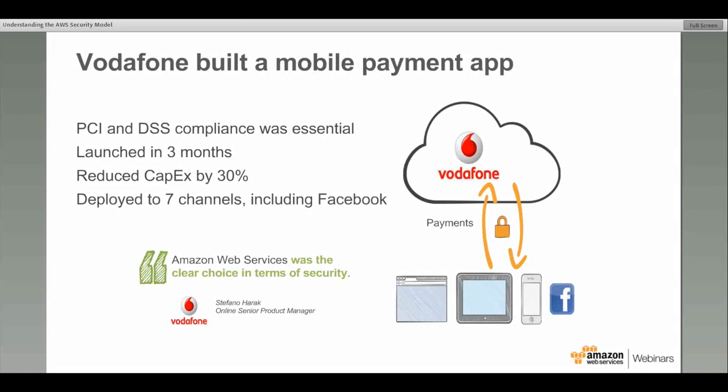For instance, Vodafone needed to deploy a new mobile payment application to help their customers top up their SIM cards every month. When they did this, they looked at their options, and PCI DSS Level 1 compliance was essential for this. They were able to launch their application in 3 months while reducing their CapEx expenditure by 30%. For them, AWS was the clear choice in terms of security and PCI DSS Level 1 compliance, even over and above data centers and co-locations.